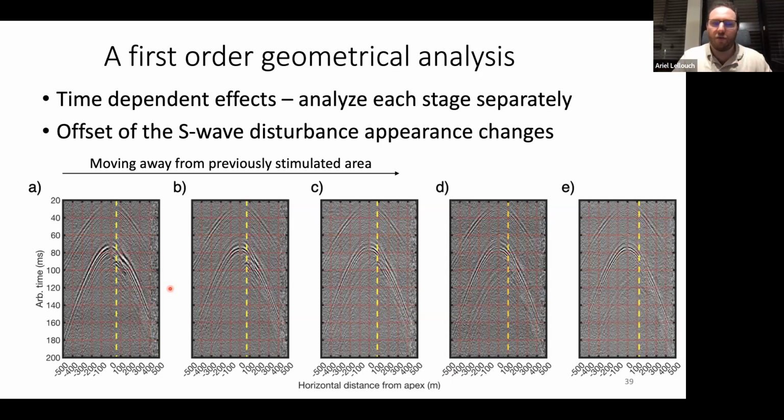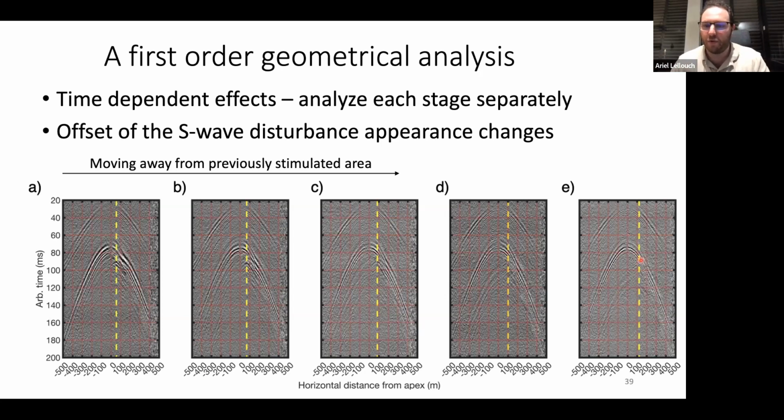And we found that if you look at the different shots, so basically with shots moving away from the previously stimulated area, because they start at the end of the well and work their way backwards, we find that the horizontal distance at which we start seeing this change in the guided wave increases as the shot moves away. For example, for the shot closest to the previously stimulated area, we can manually estimate the threshold distance at about 50 meters. And here it's at about 120 meters.